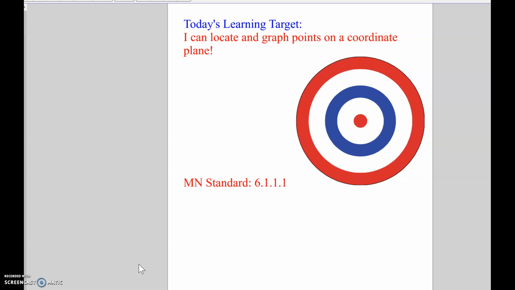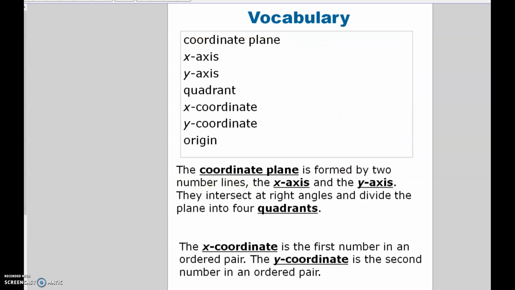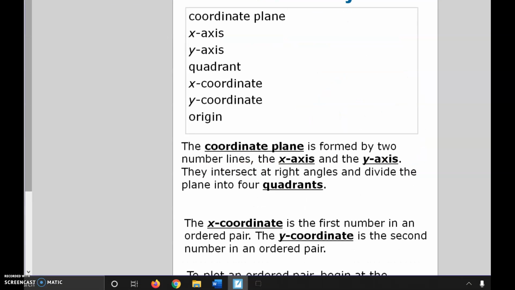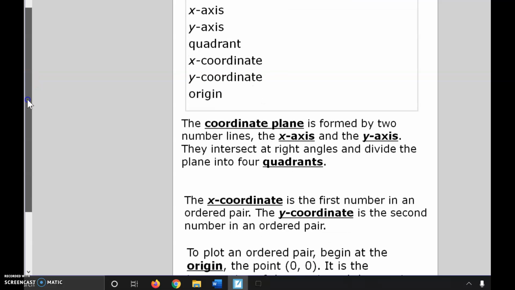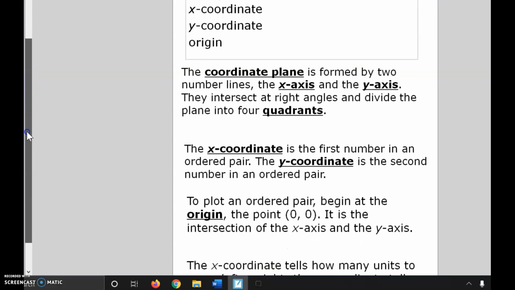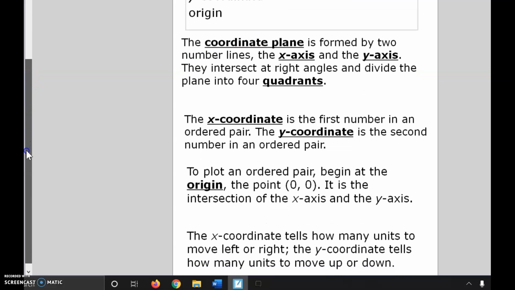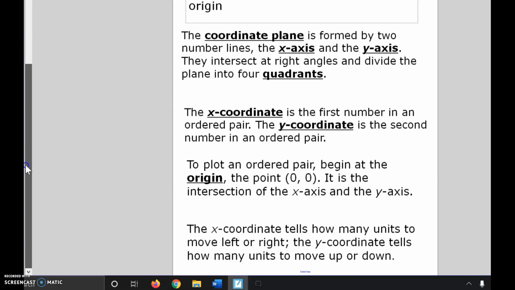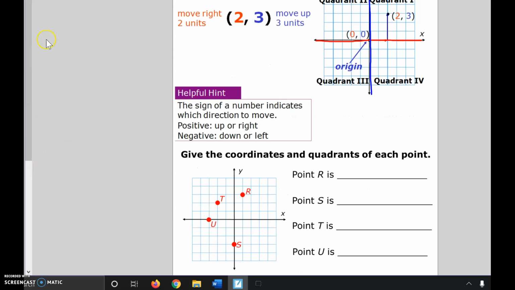Today we're plotting points on the coordinate plane. So the coordinate plane is formed by an x-axis and a y-axis, and then it's divided into 4 quadrants, and the center is called the origin. You don't need to write any of these definitions down, but you should label the parts. So here we go. Here's a picture of it.